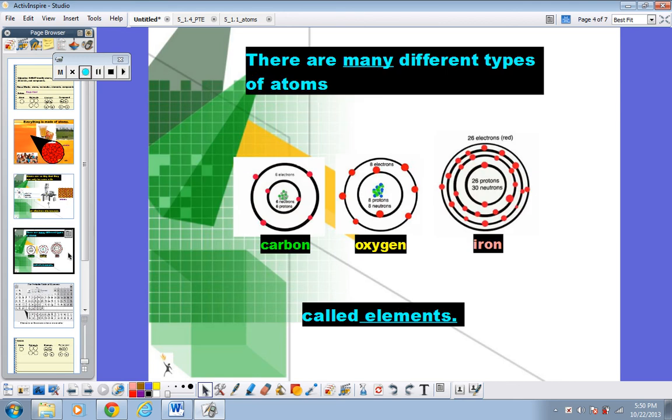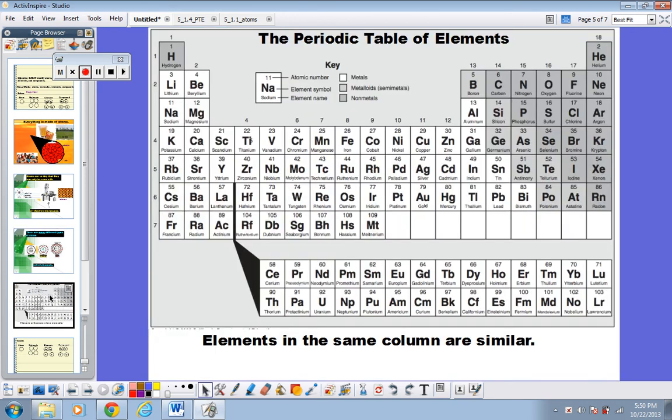And the other important thing is that there are many different types of atoms called elements. And we actually learned how to use this table, the periodic table of elements, last week. And this is the list of all of the elements, all of the different types of atoms in the world or in the universe. So let's take a look at what's on here.